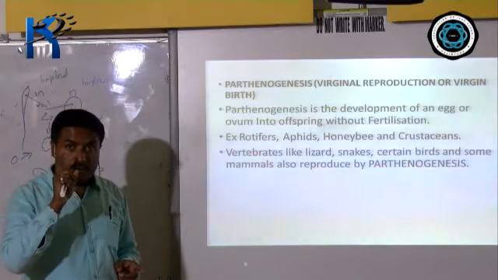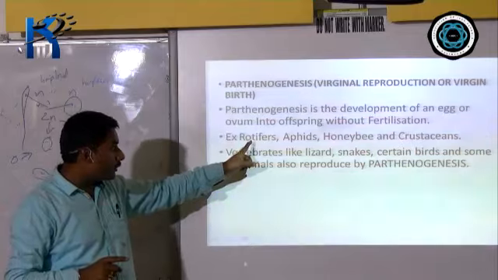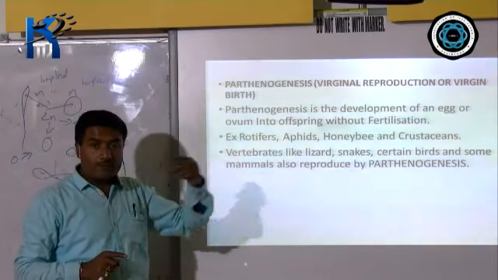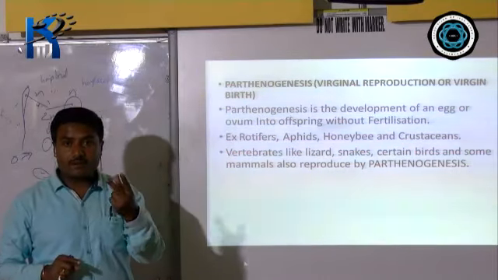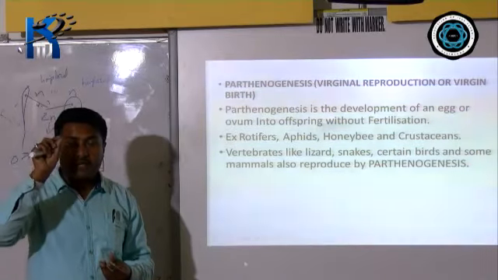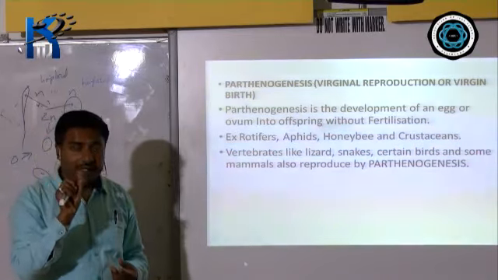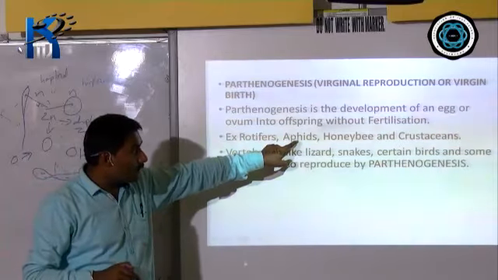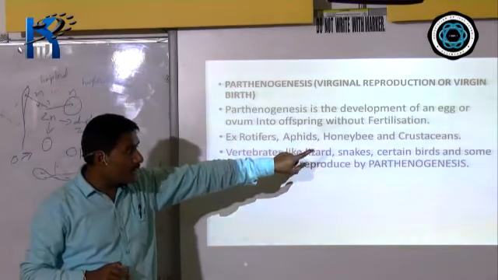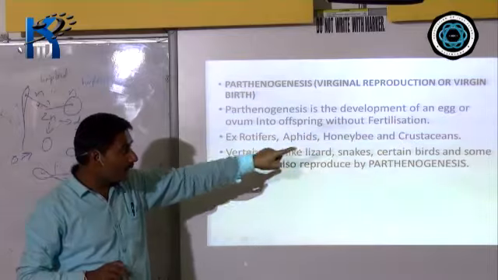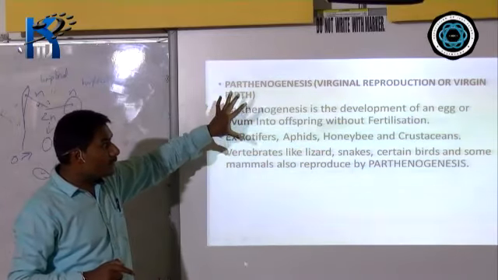Okay, so it only takes place in zooplankton. Rotifers, aphids. You must have seen the plant louse. In some of the plants you will find a very tiny fly-like structure. Those are called aphids, honeybee and crustaceans. In these organisms, what type of reproduction takes place?